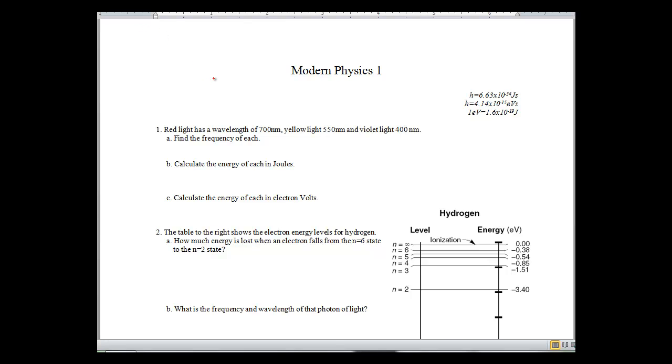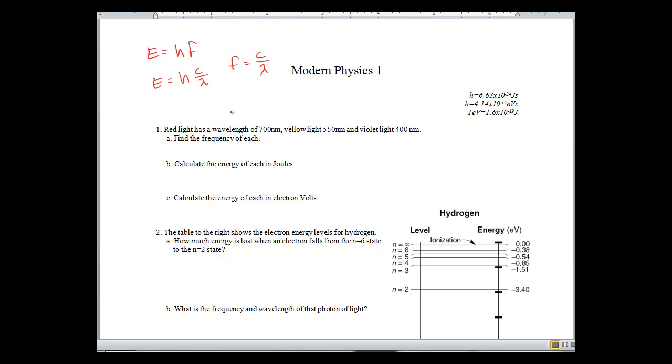Alright, we are doing solutions to Modern Physics 1. So, the formulas that we're going to use for this part is that energy is equal to Planck's constant times the frequency, or energy is equal to Planck's constant times the speed of light over the wavelength. And the reason we can use that is because frequency is equal to the speed of light over wavelength.